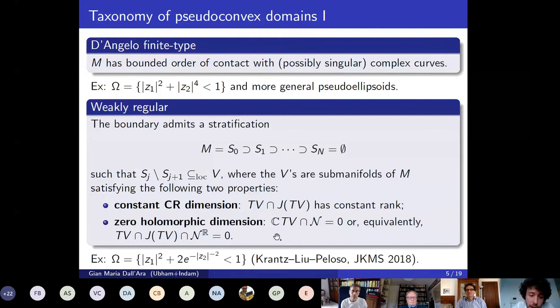The first is that this manifold should have constant CR dimension. This means that the intersection of the tangent bundle of V with the J of TV, J being the complex structure inherited from the ambient space, should have constant rank.